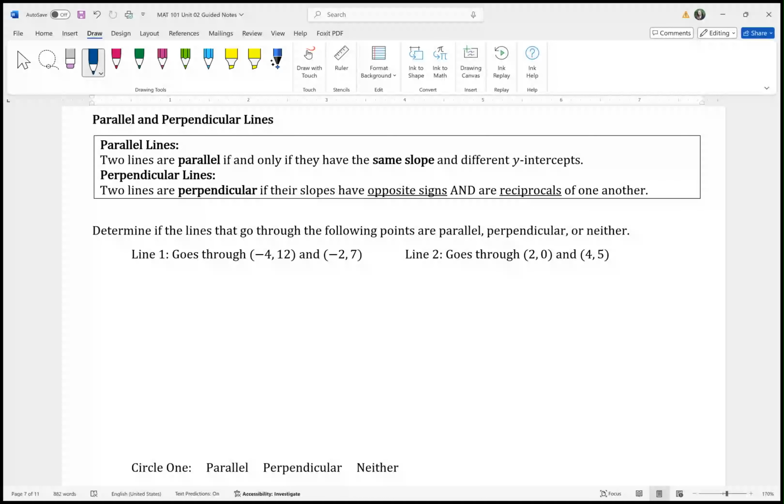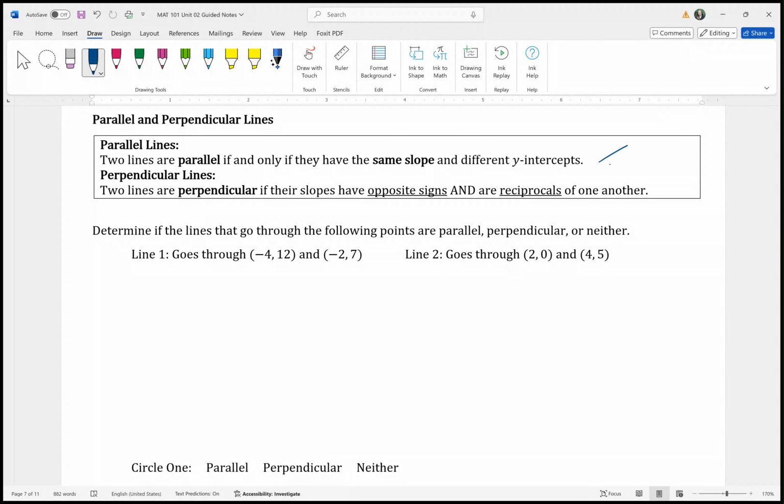Okay, let's talk parallel and perpendicular lines. So parallel lines are two lines that have the same slope but different y-intercepts. First, I want to say if it had the same y-intercepts, it'd be the exact same line, okay? They are parallel if they have the same slope and different y-intercepts.